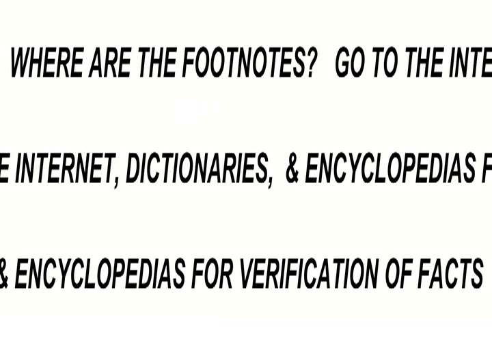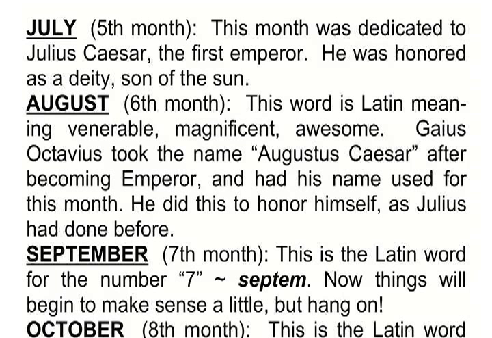Go on. Now the 5th month. This month was dedicated to Julius Caesar, the first emperor. He was honoured as a deity, son of the sun. Now the 6th month, August. This word is Latin, meaning venerable, magnificent, awesome. Gaius Octavius took the name Augustus Caesar after becoming emperor and had his name used for this month. He did this to honour himself, as Julius had done before.